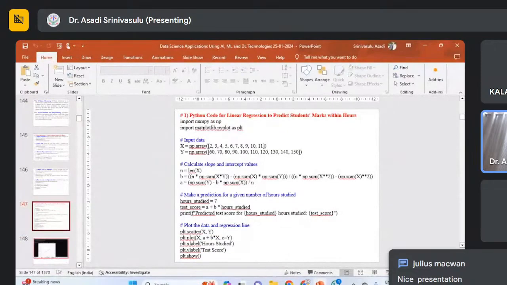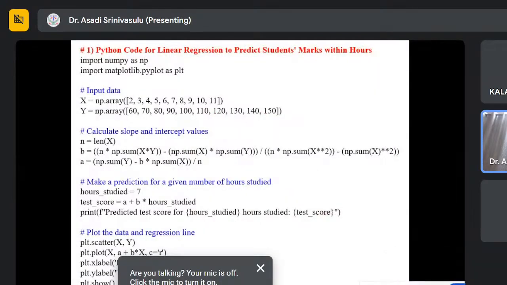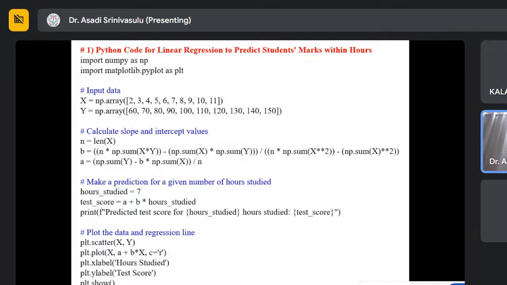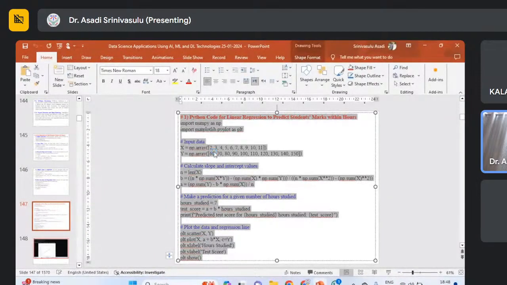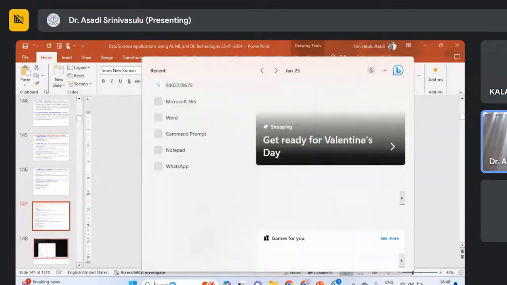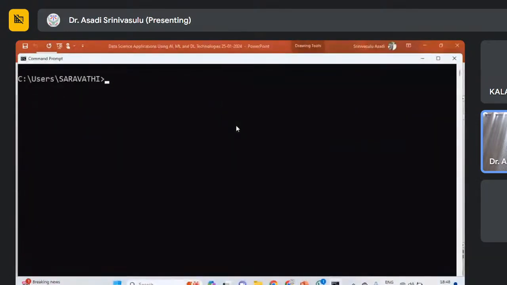See, Python code. Linear regression to predict the student marks. A small application, how to develop. I'm going to demonstrate this one. If you have Python programming, you can directly execute. Otherwise, just Control C, then go to CMD. Once you have installed Python, check whether Python is there.